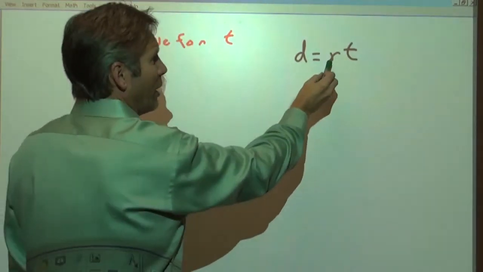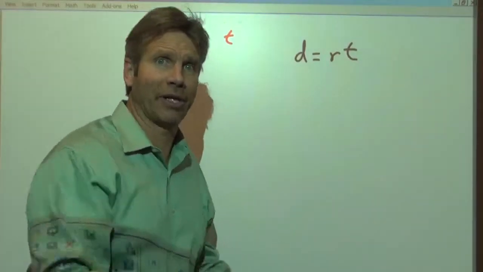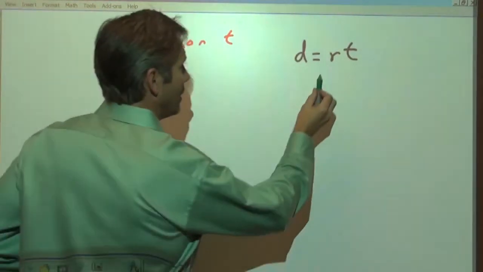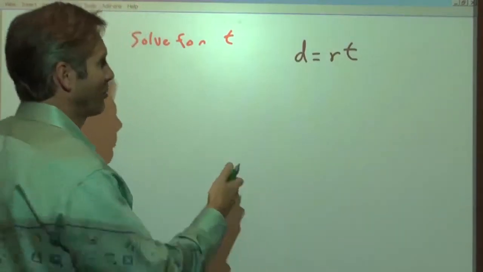We don't know what it is yet. It's a rate of travel. Maybe we're traveling 80 miles an hour down the freeway. Maybe only 60 miles an hour, right? Maybe we're on a horse. We're only going 20 miles an hour.